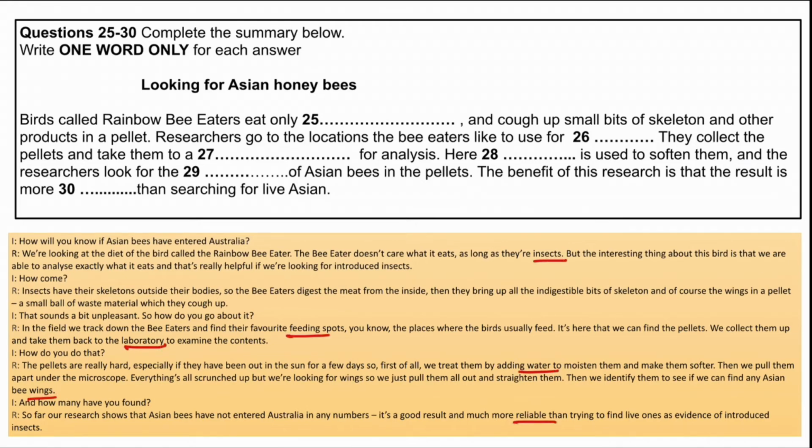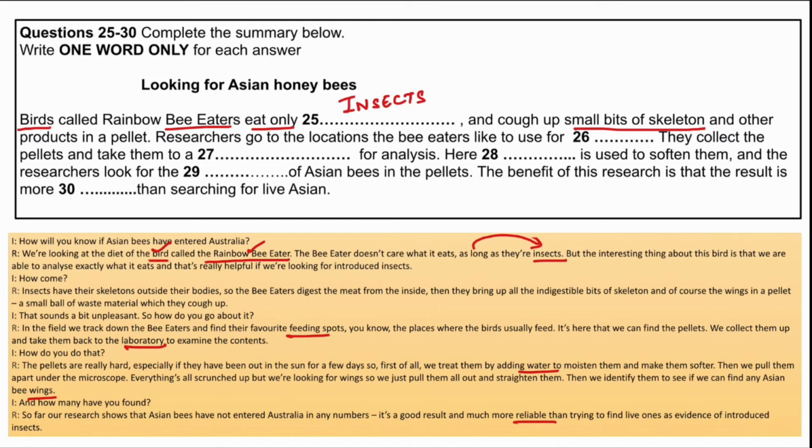If we talk about question number 25, here we mark the keywords birds and rainbow bee eaters, eat only, and small bits of skeletons. All these keywords you found in the first line of the conversation, which the researcher used, that we are looking at the diet of the bird called rainbow bee eater. Then he said the bee eater doesn't care what it eats as long as they are insects. That means the most favorite food of rainbow bee eaters are insects. So in the 25th question you will write insects like this.